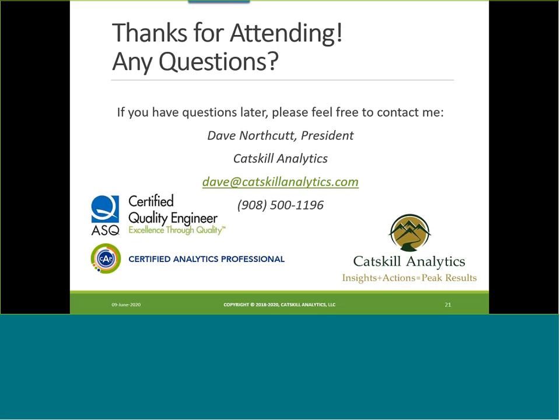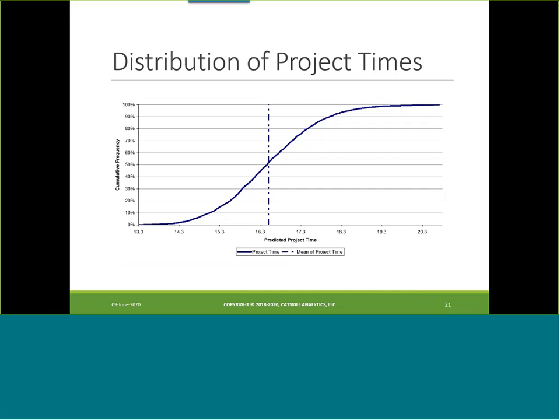Excellent. The next question we have says, so cumulative frequency is probability of occurrence? Yeah, the word cumulative is what it says. It's the cumulative. Let me go back to the slide again. If you look at this distribution of project times, the leftmost one is 13.3, and that looks like it's going right into zero. So nothing happened in less than 13.3 weeks.